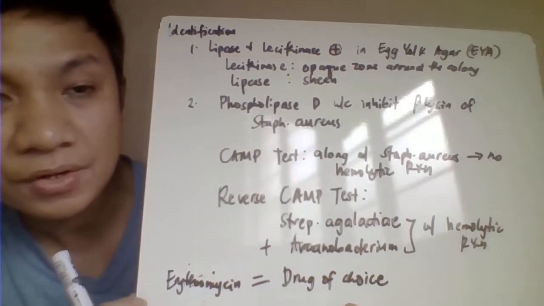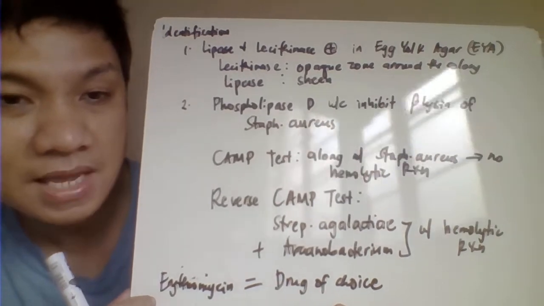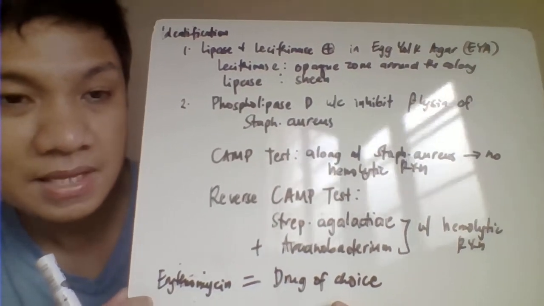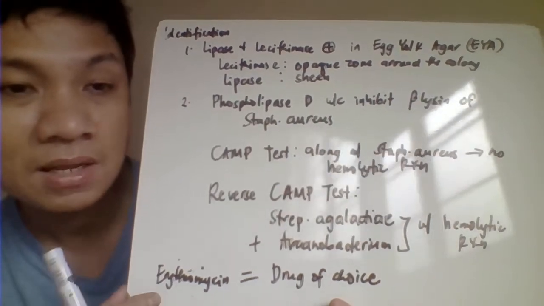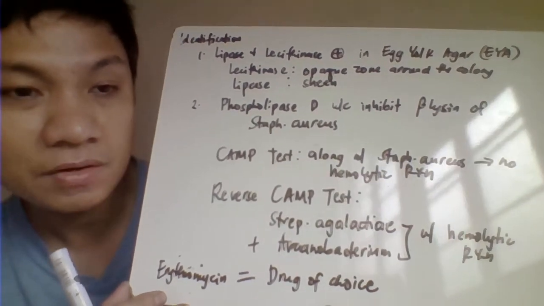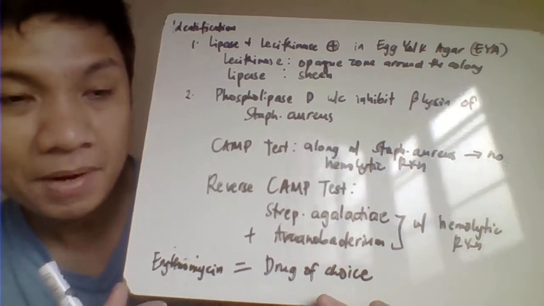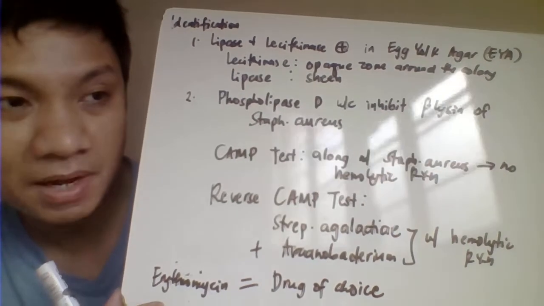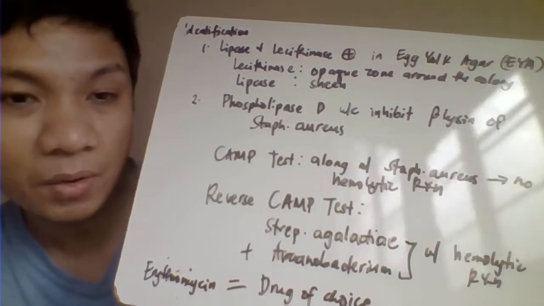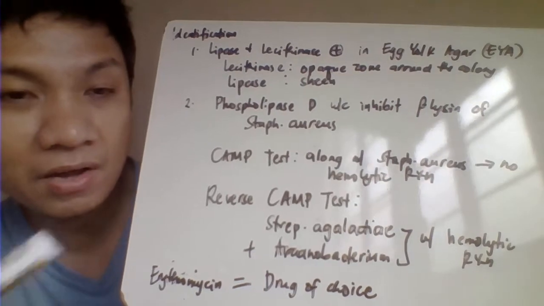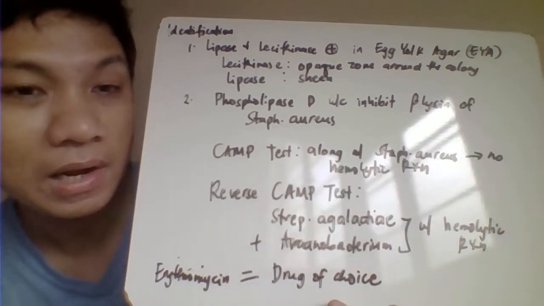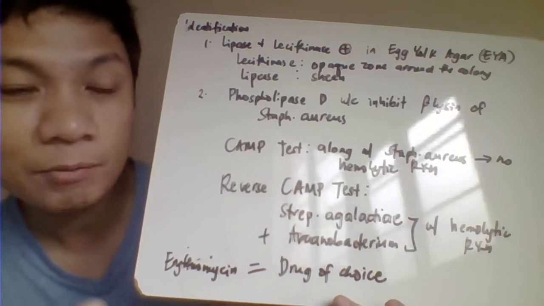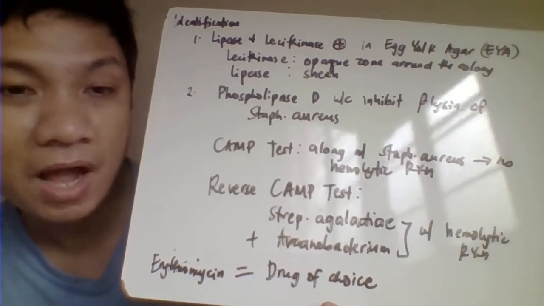Another one, this also contains phospholipase D. Phospholipase D is the substance produced by this one which tries to inhibit the beta-lysin produced by Staph aureus. Therefore, when we perform the CAMP test, usually we are streaking for the Staph aureus. So if you used Staph aureus and streaked this perpendicular to your Staph aureus, you will not form a hemolytic reaction.